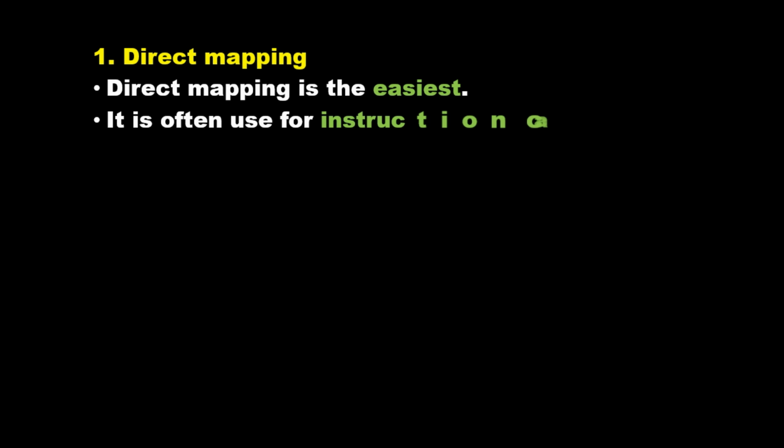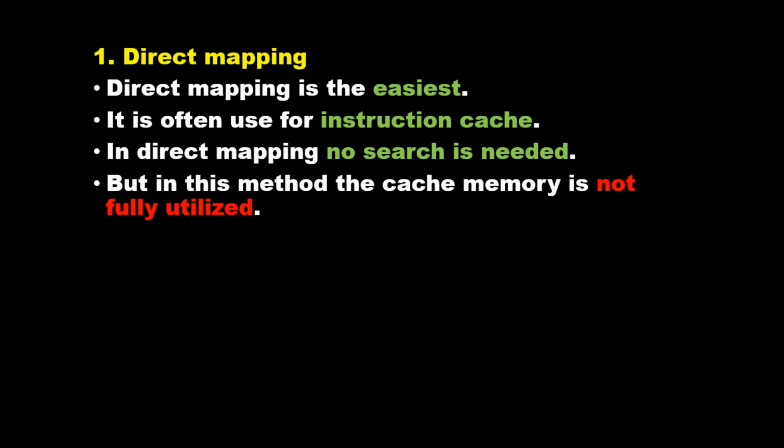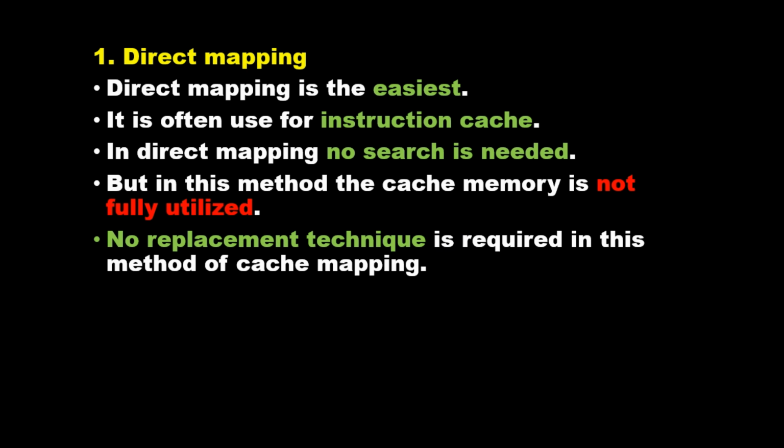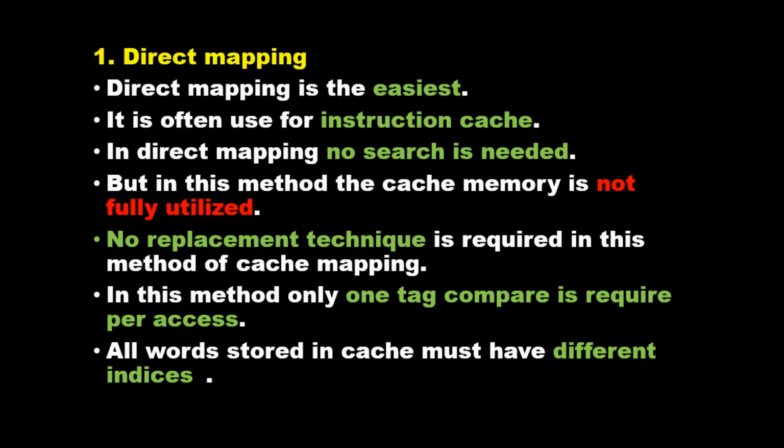1. Direct mapping. Direct mapping is the easiest. It is often used for instruction cache. In direct mapping, no search is needed. But in this method, the cache memory is not fully utilized. No replacement technique is required in this method of cache mapping. Only one tag compare is required per access. All words stored in cache must have different indices.